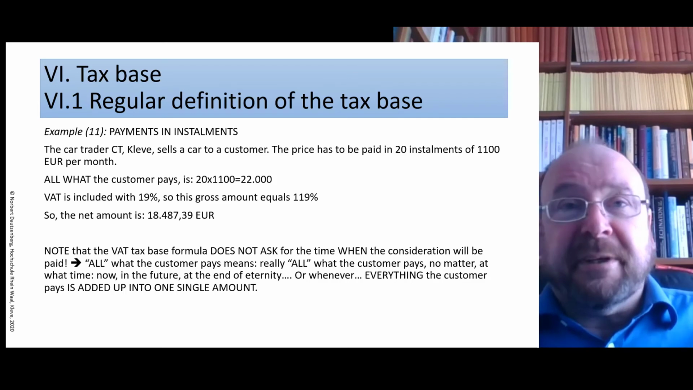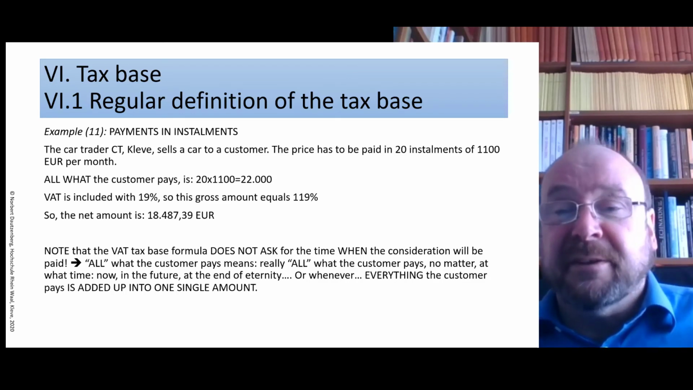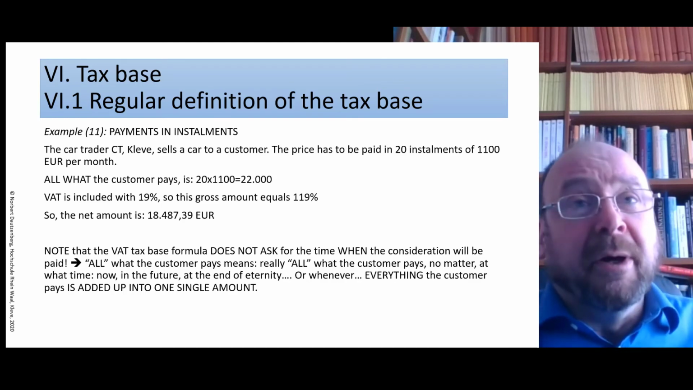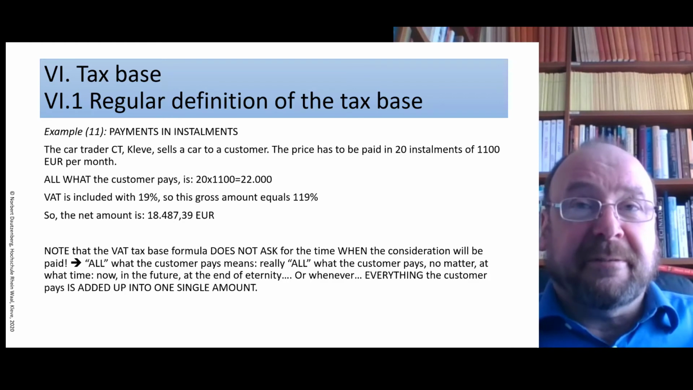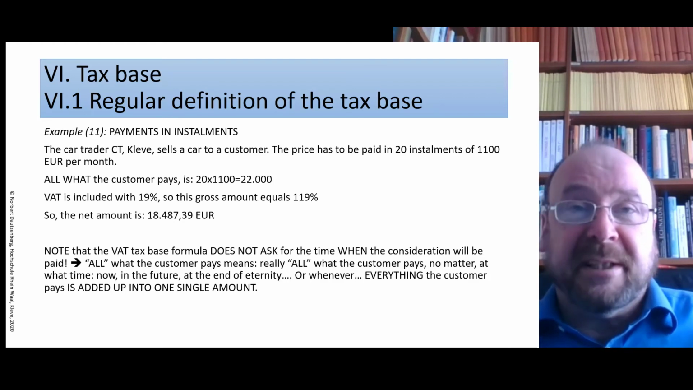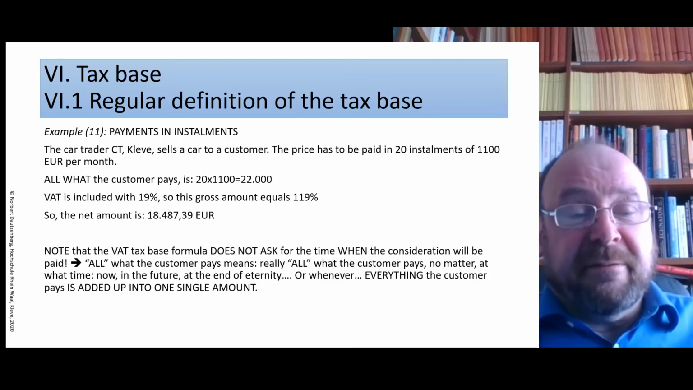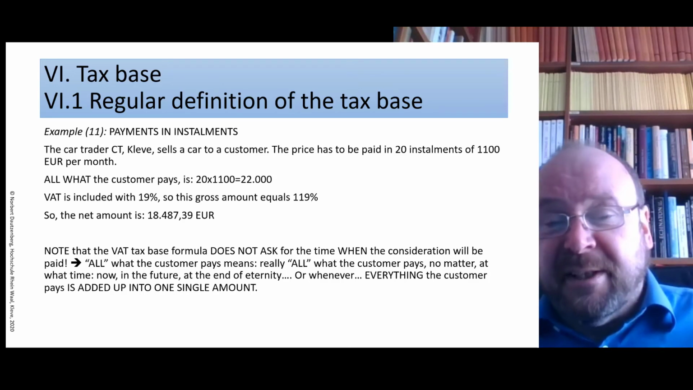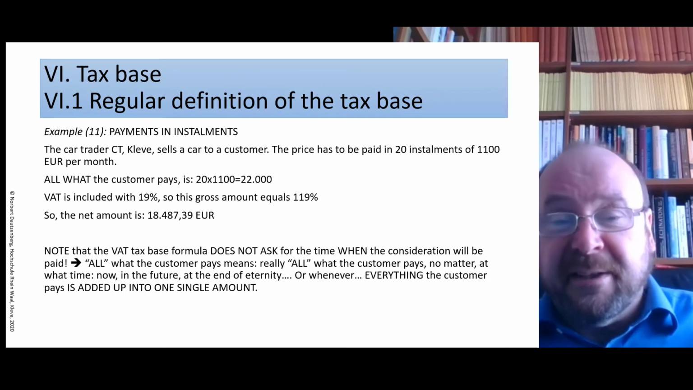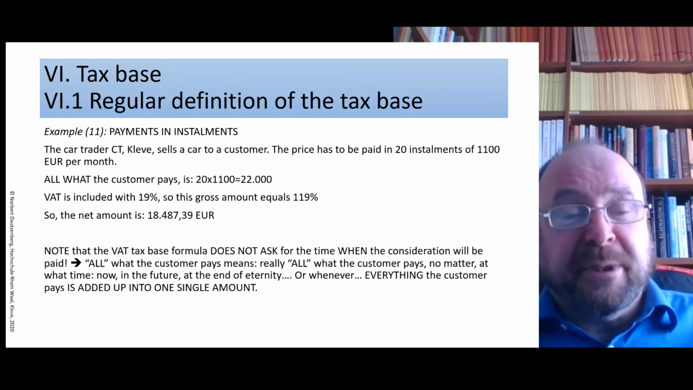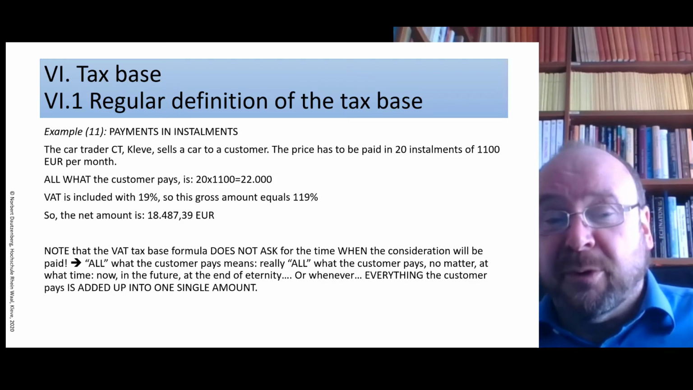Now you can only find that out by looking into the contract. The reasonable assumption is we have agreed on 20 installments of 1,100 euro. So probably the customer will pay 20 installments of 1,100 euro. So we have a reasonable estimate. 22,000 euro will be the gross amount. The VAT included is 19%. So the gross amount is 119% of the unknown net amount. So we end up with a net amount of 18,487.39.